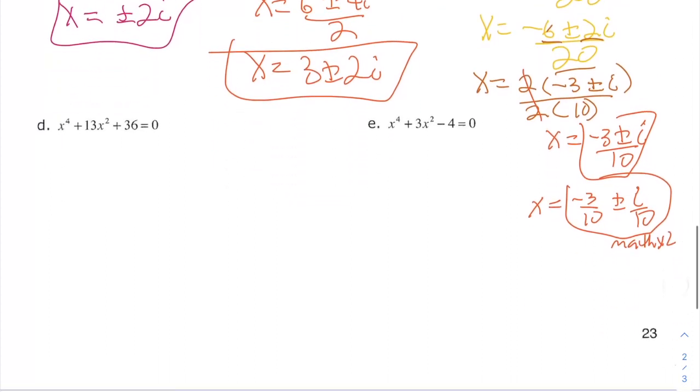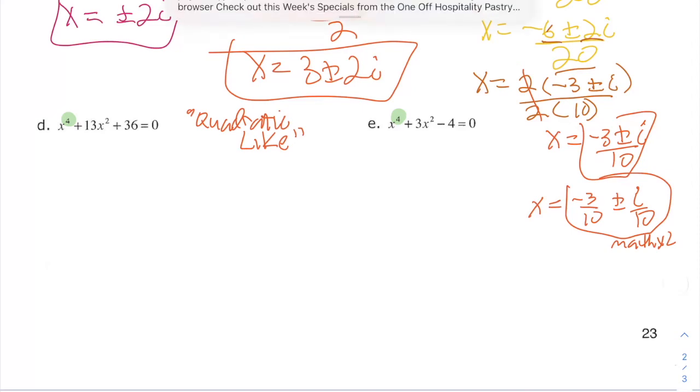All right, I like problems like D and E. They're kind of cool problems because these are called quadratic-like. They behave like quadratics, but they're not quadratics because the exponent is to the 4th power. So you could call them quartics. Normally we can't solve a quartic equation without other techniques, but since they're quadratic-like, we're going to treat them like a quadratic.